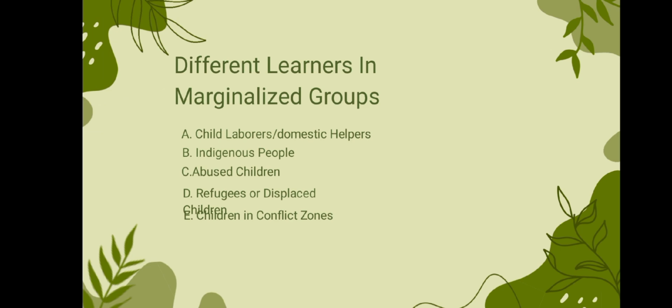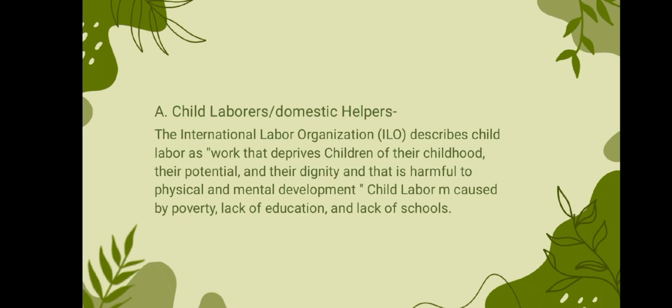There are different learners in marginalized groups. The first is the child laborers or the domestic helpers. The International Labor Organization, ILO, describes child labor as work that deprives children of their childhood, their potential, and their dignity, and that is harmful to physical and mental development. Child labor is caused by poverty, lack of education, and lack of schools. These children are often unable to attend school because they are forced to work at a young age. The lack of education keeps them trapped in the cycle of poverty and exploitation.